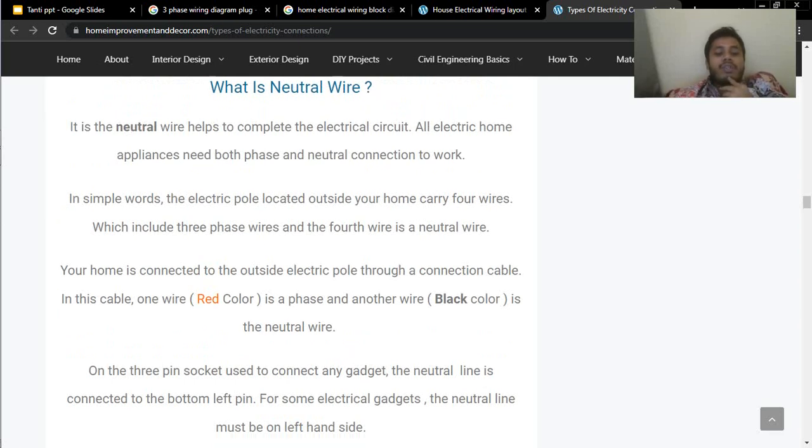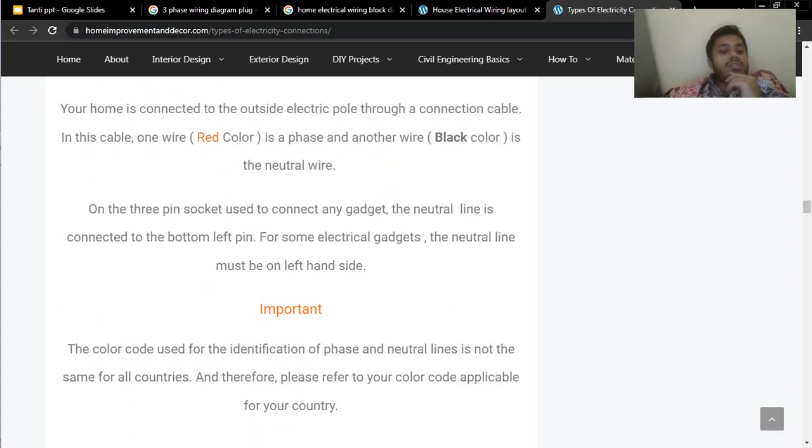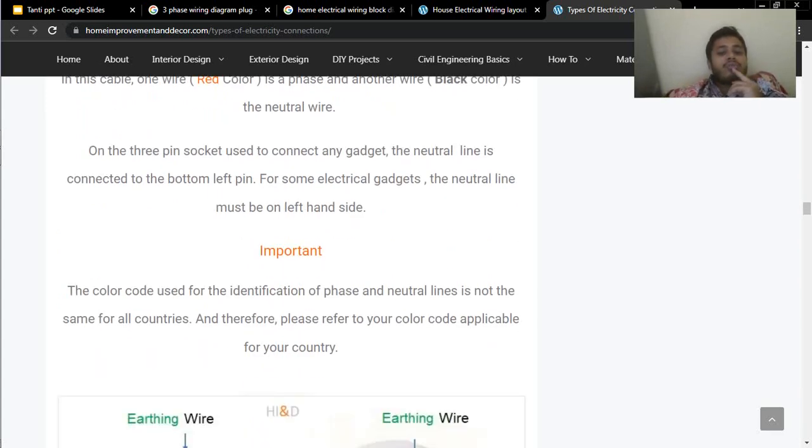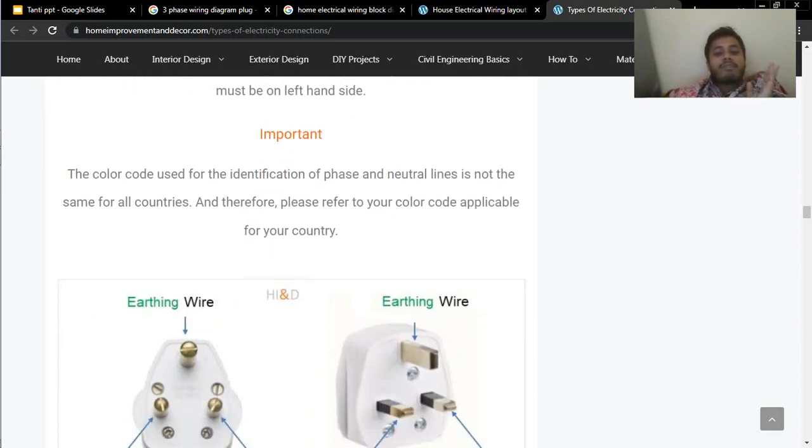So your home is connected to the outside electric pole through a connection cable. In this cable, one wire is red in color, which is the phase, and another is black, which is the neutral. In the 3-pin socket used for any gadgets, the neutral line is connected to the bottom left pin. For some electrical gadgets, the neutral line must be on the left hand side only.